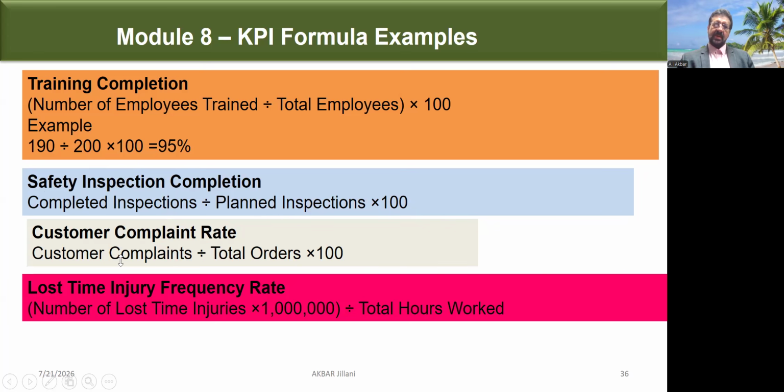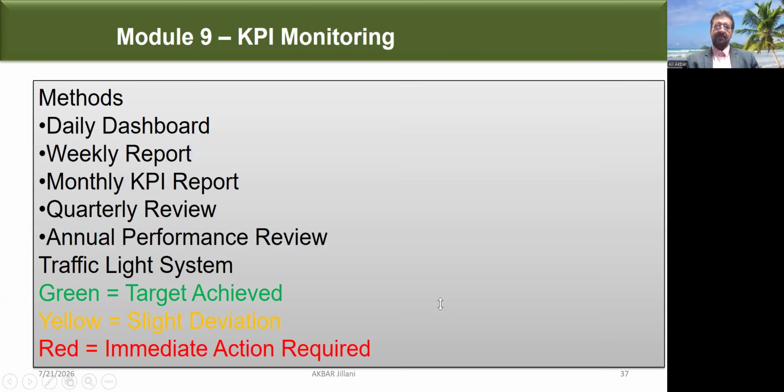Customer complaint rate: customer complaints divided by total orders. See, one company has a lot of clients or customers. In another company, they have 2, 3 customers. So who will have more customer complaints? The one who has more clients or customers. Now lost time injury frequency rate: number of lost time injuries multiplied by 1 million, then divided by total hours worked. In this way, we will find out the LTI frequency rate.